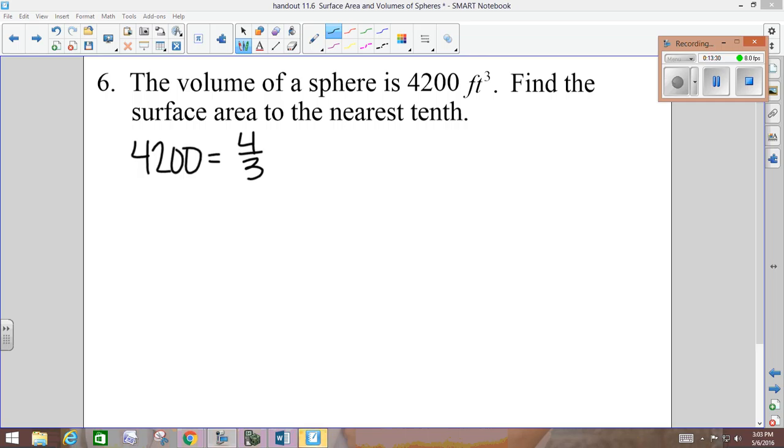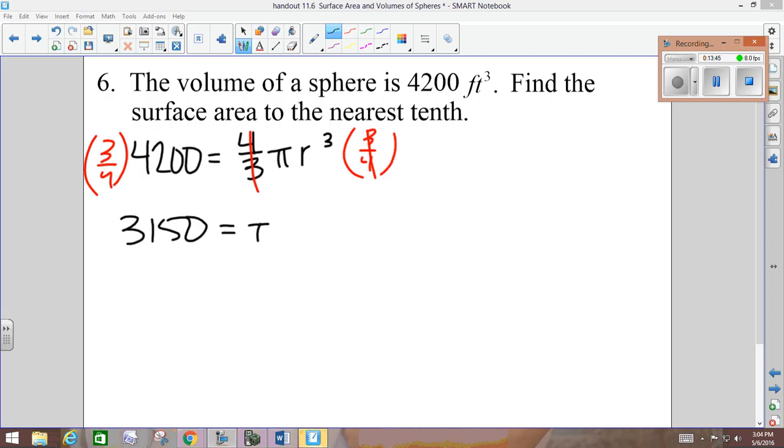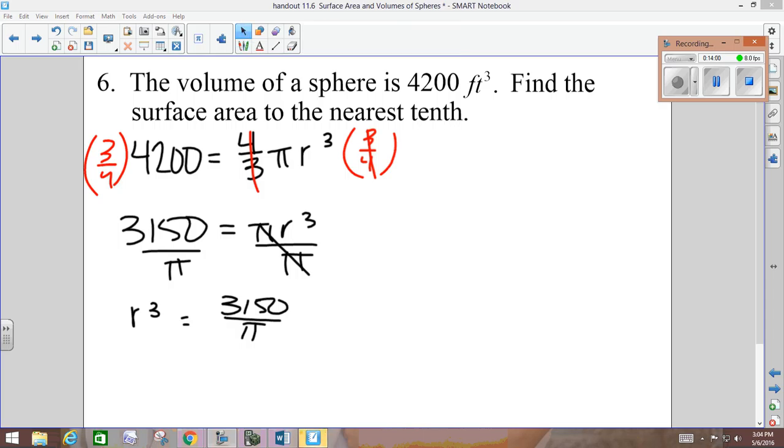You might still be working. I'm just going to get it started here. 4,200 equals 4/3 pi r cubed. Multiply by the reciprocal. 3/4 of 4,200 is 3,150. Here you can divide by pi because I didn't have a fraction on the left side. That was why I multiplied by the reciprocal on the other one. You should get the same answer. You would still get r cubed equals 3,150 over pi.